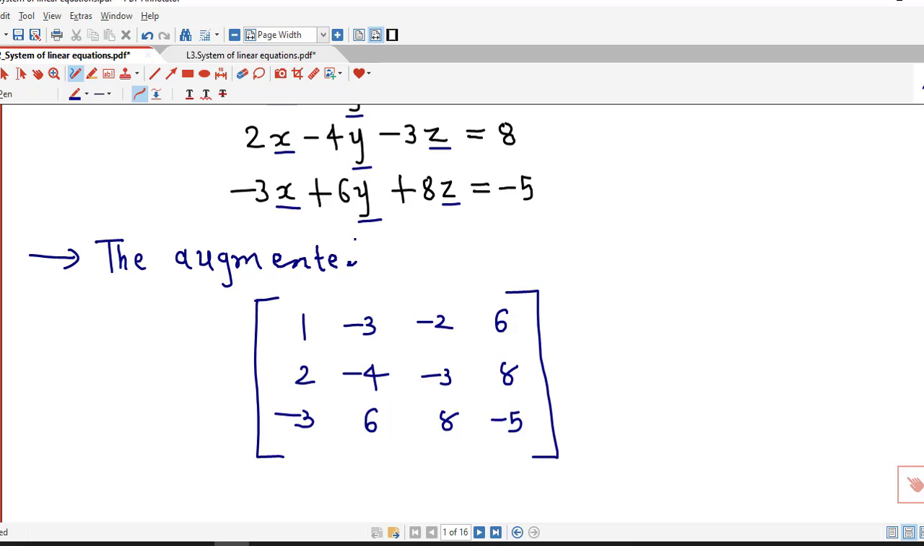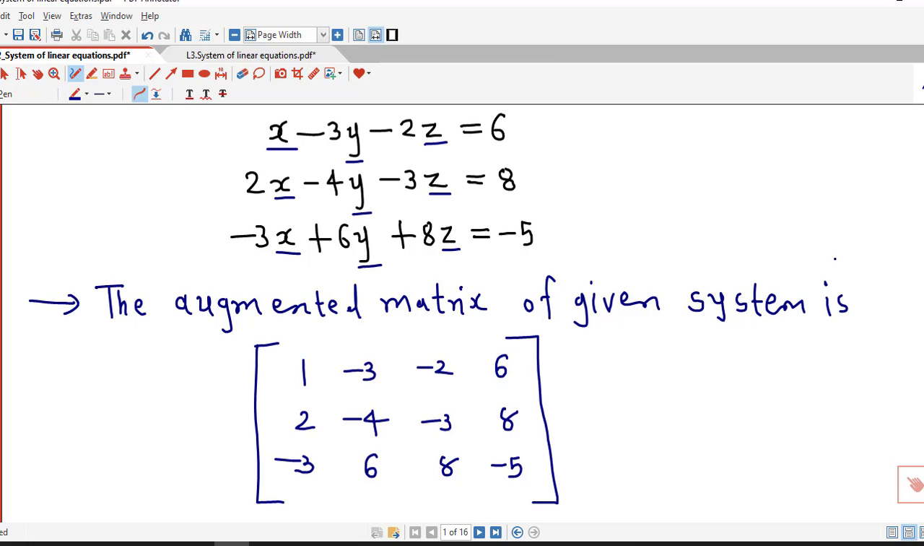Augmented matrix of the given system. So it is written in this way. The first column of the augmented matrix is the coefficients of x, which are 1, 2 and minus 3. The second column corresponds to the coefficients of y, which are minus 3, minus 4, 6. Similarly, the coefficients of z are minus 2, minus 3 and 8. And the last column corresponds to the constants on the right hand side.